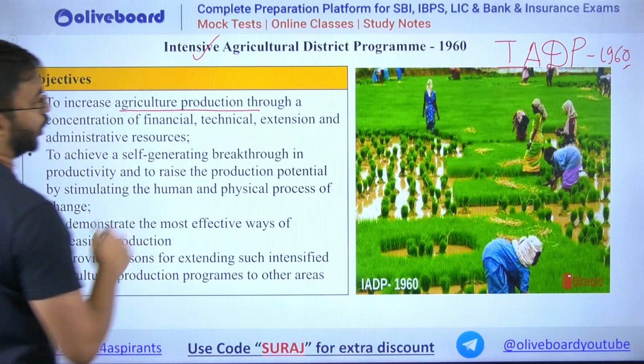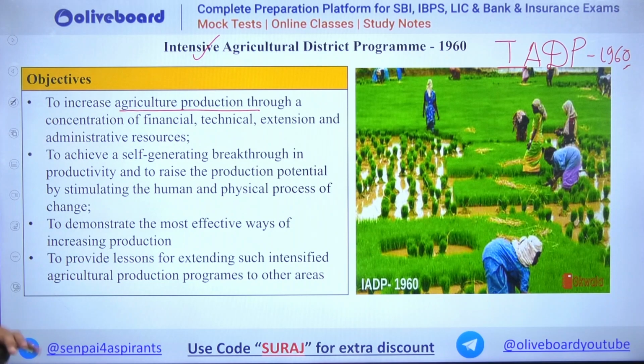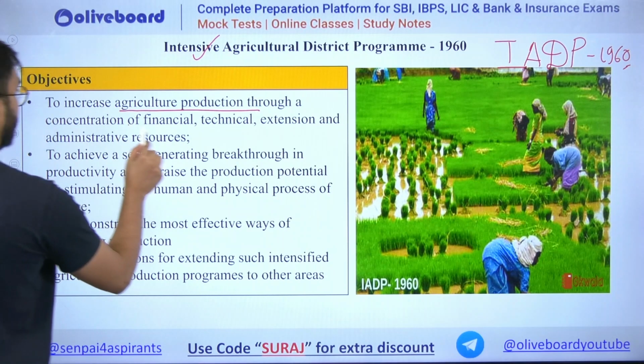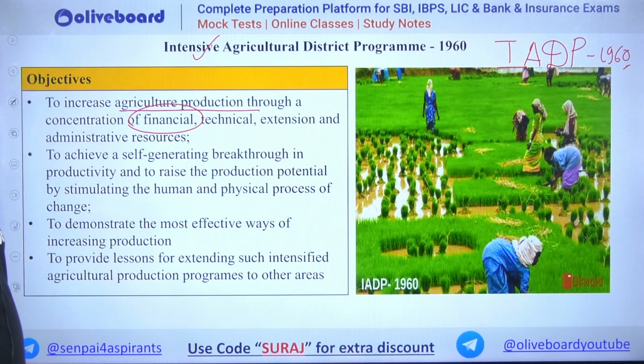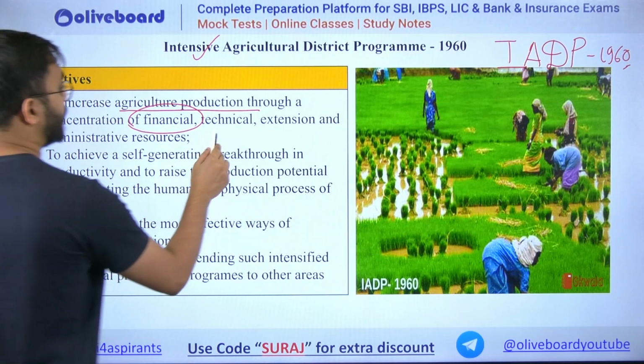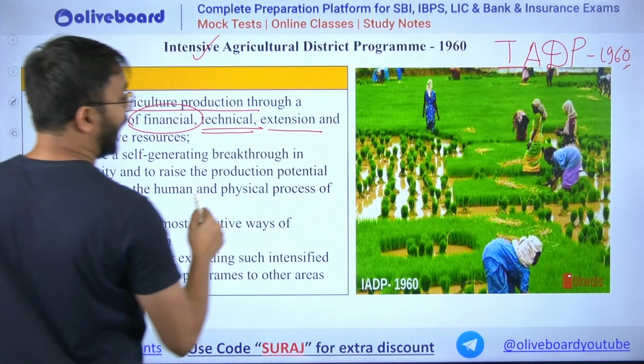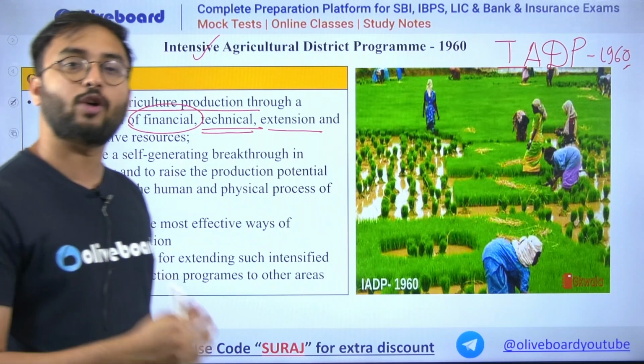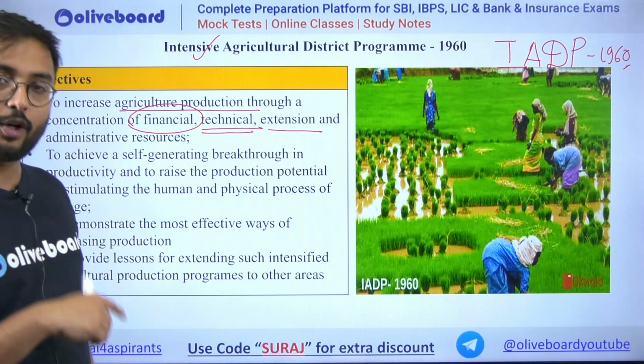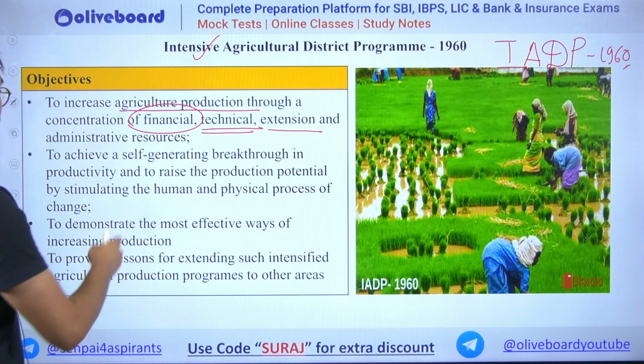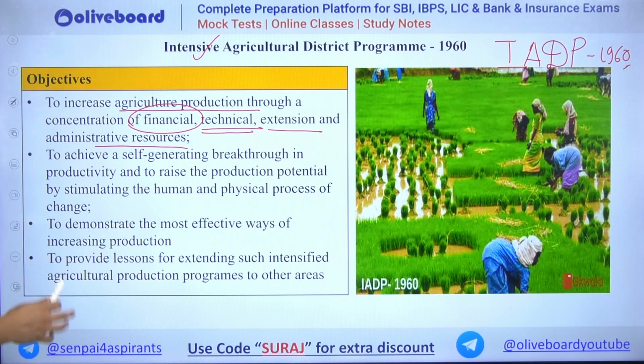First is to increase the production, okay. So they wanted to increase the production. How are you going to increase the production? Either you add your overall inputs, that is through finances, technical, that means adding technology, extension, which is nothing but spread of knowledge, okay. So spread of knowledge through its practicality, and administrative resources. So these were the things through which we are trying to improve your production.